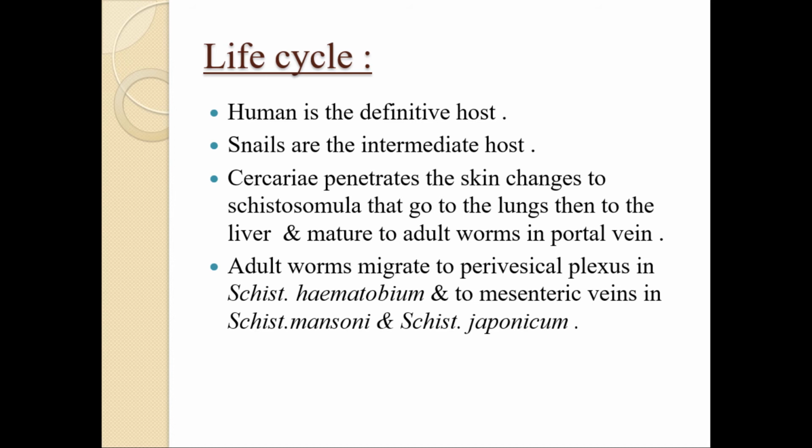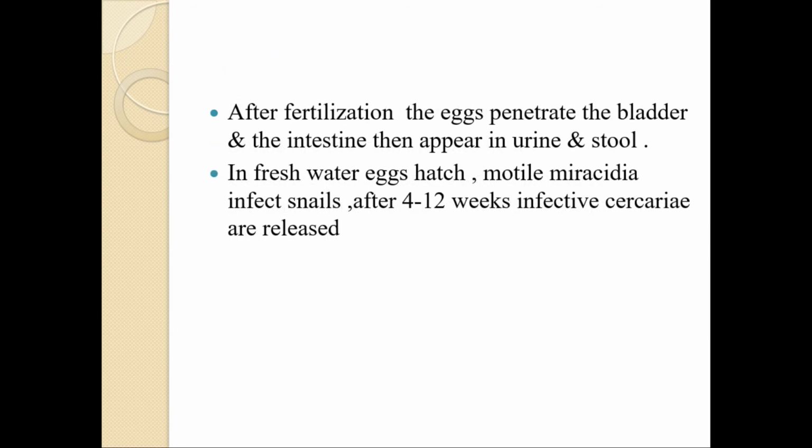Adult worms migrate to the perivesical plexus in case of Schistosoma haematobium and to mesenteric veins in case of Schistosoma mansoni and Schistosoma japonicum. After fertilization, the eggs will penetrate the bladder and the intestine and appear in urine and stool respectively. In fresh water, eggs will hatch, a motile miracidia will be released, which will infect a specific snail for each species. After 4 to 12 weeks inside the snail, an infective cercariae stage will be released.